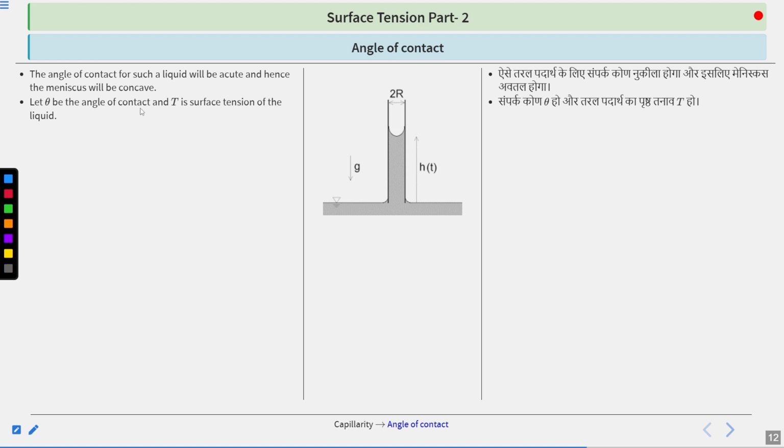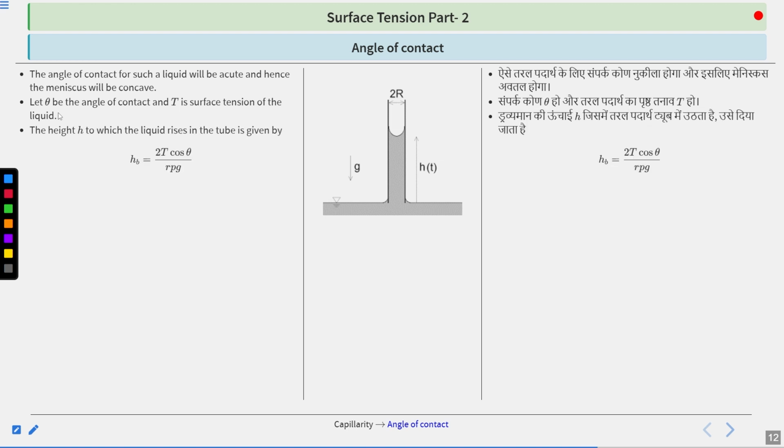Let theta be the angle of contact and T the surface tension of the liquid. The height h to which the liquid rises in the tube is given by h = 2T cos theta / rρg. This expression is called the ascent formula. So what do we mean by the ascent formula? Ascent formula is h = 2T cos theta / rρg.